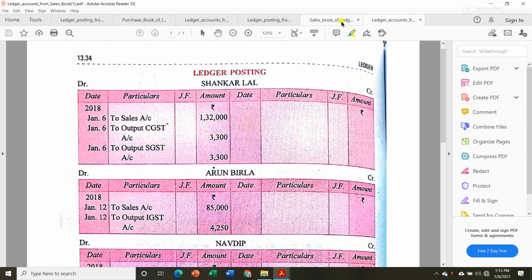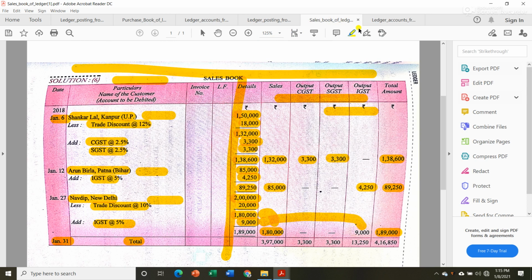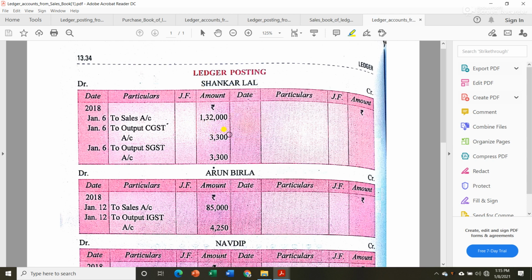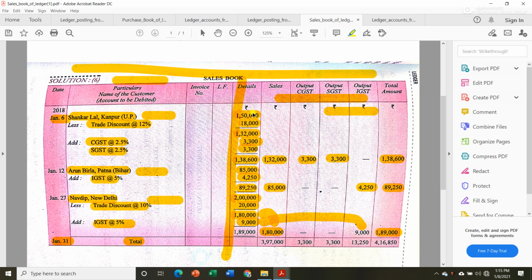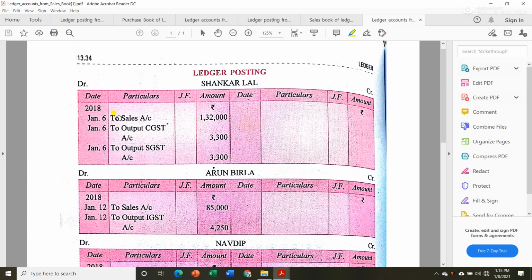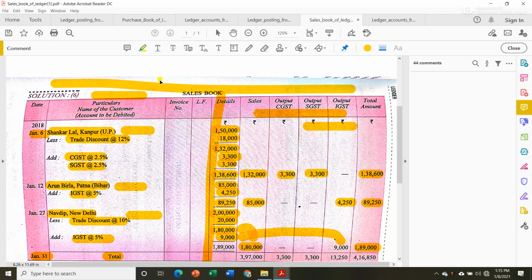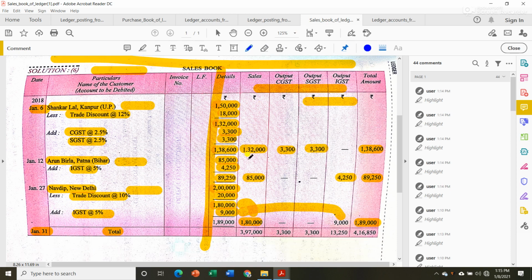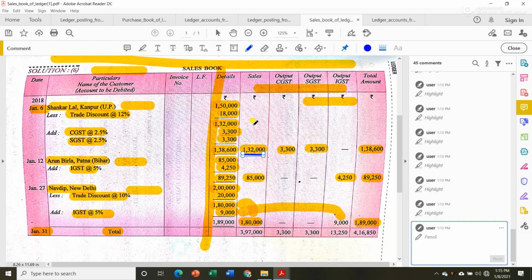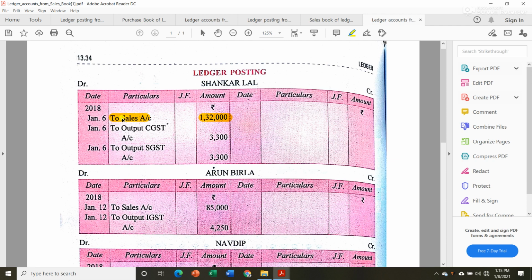Okay, so our first party is Shankar Lal from Kanpur, so we will write Shankar Lal's ledger account, and see the first amount is 1,32,000 because we have to ignore trade discount. Okay, 1,32,000. So what we will do is that we will write 'To Sales Account', because this 1,32,000 is appearing in the sales column, so in ledger we wrote 'To Sales Account'.